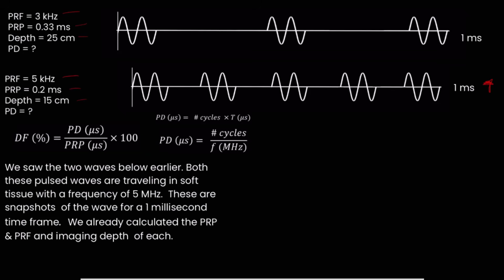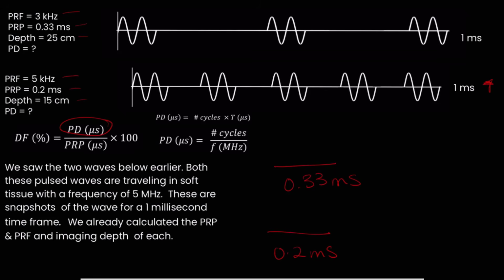To calculate the duty factor of either of these waves, we first need to know what the pulse duration is, and then we can divide it by the pulse repetition period. Because this is the same example that we use for PRP and PRF, we've already calculated pulse repetition period. The top waveform has a pulse repetition period of 0.33 microseconds, and the bottom one has a PRP of 0.2 microseconds. The piece of information that we're missing, though, is the pulse duration. So we need to calculate the pulse duration.